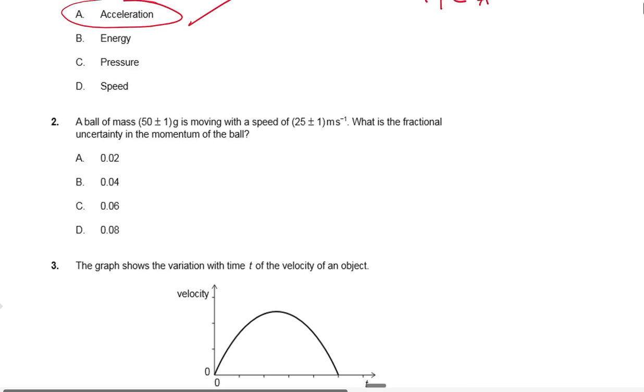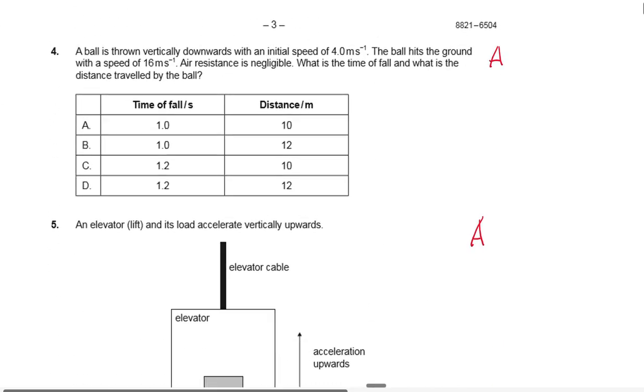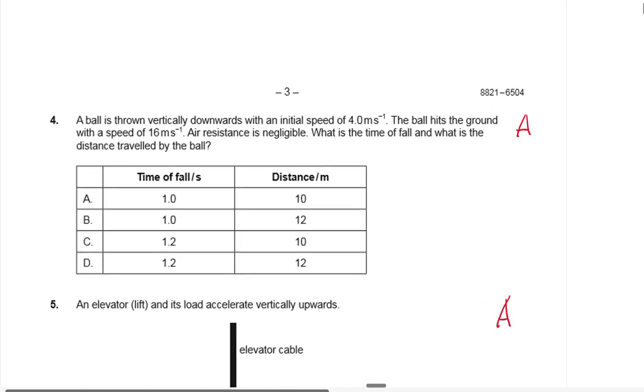A ball of mass, we did that one. Question 4, this is topic A again. A ball is thrown vertically downwards with an initial speed of 4 meters per second. The ball hits the ground with a speed of 16 meters per second. What is the time of fall and what is the distance traveled by the ball?